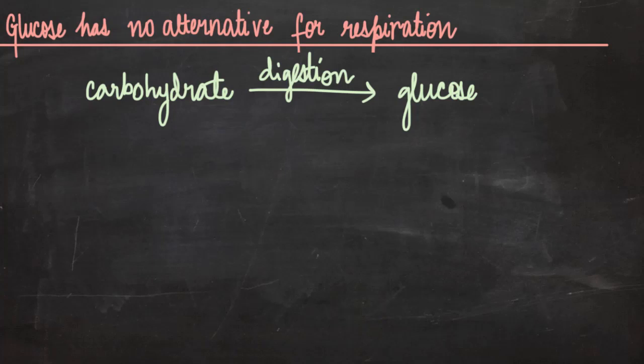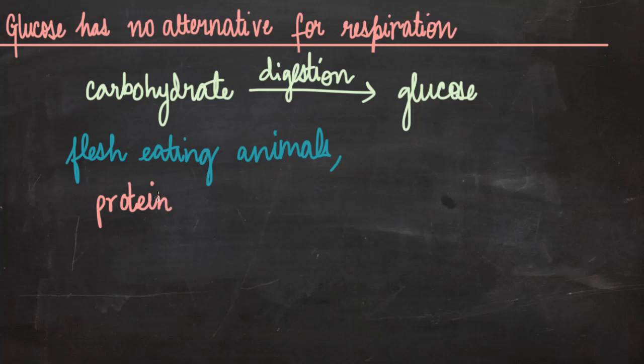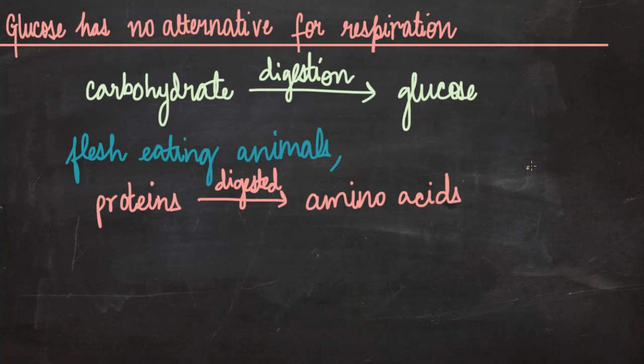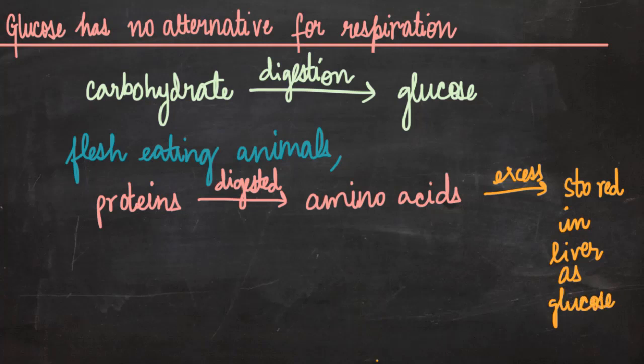But now imagine an animal whose diet consists mostly of flesh. Flesh eating animals won't have carbohydrates in their body. So how will they get glucose? These animals eat a diet that is very rich in proteins. Those proteins are digested, and when they get digested, they form amino acids. Whatever amino acids are in excess get stored in the liver. When the liver stores it, it stores it in the form of glucose. Whenever the cells need energy, glucose is released by the liver and it reaches the cells.